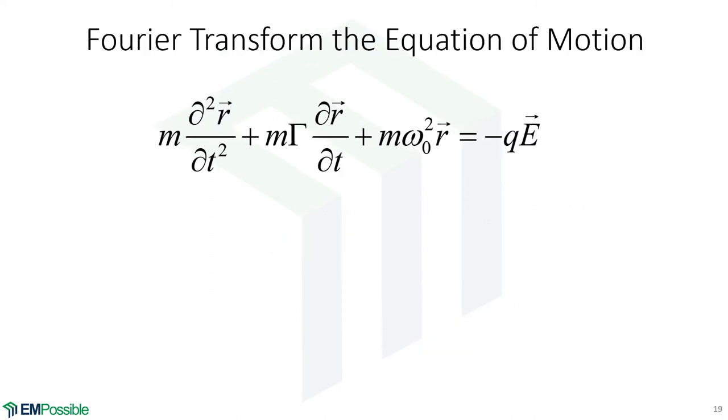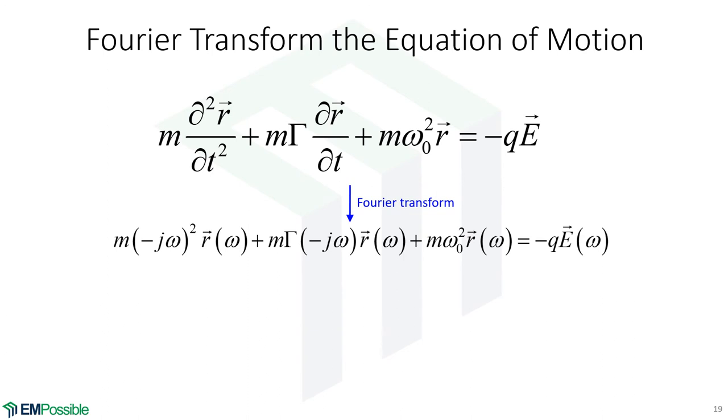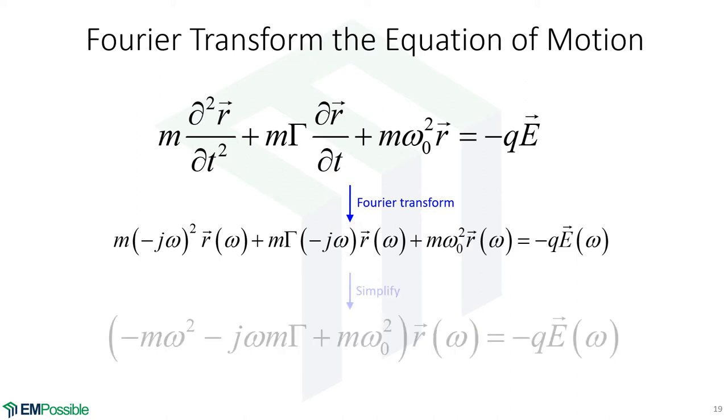So we have this time domain equation that we wrote as our equation of motion. The first thing we'll do is Fourier transform this. So we just go term by term and do our Fourier transform. Second order time derivatives become minus j omega to the squared power. First order derivative is a minus j omega to the first power, and so on. Then we'll factor out this R term, and we have our final frequency domain equation. And on the next slide, we will solve this equation for that displacement.